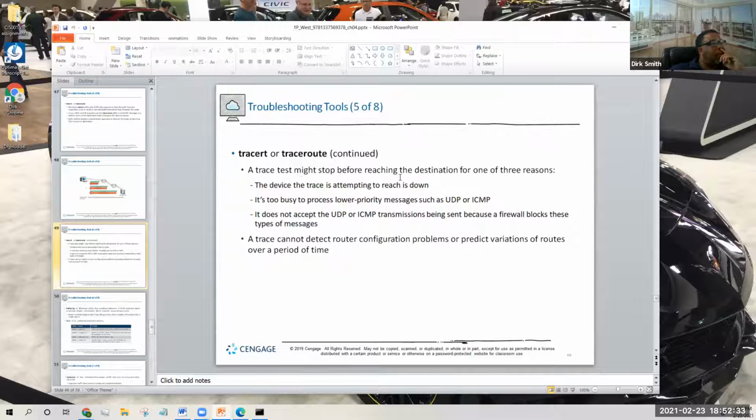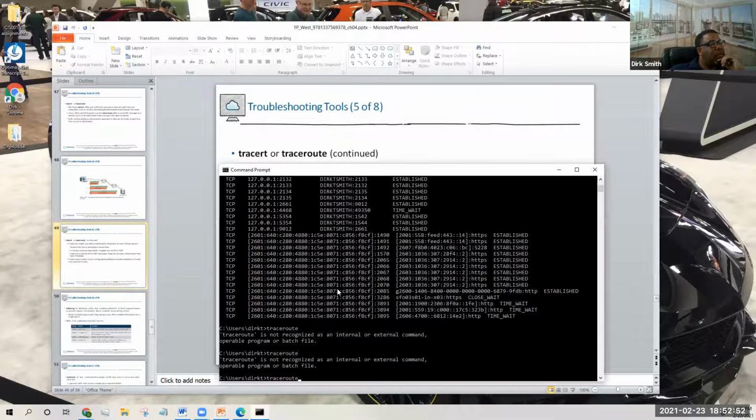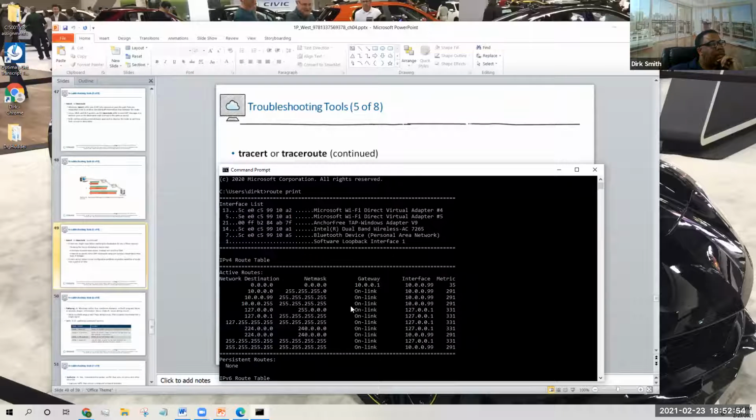A trace test might stop before reaching its destination. The reason is the device the trace attempted to reach is too busy to process lower priority messages, or it does not accept UDP or ICMP transmissions, or a firewall blocks the trace so the route cannot be detected. Oh, you know what? I think I have to put tracert. Did I do tracert last time? What did I do last time? Let me see something.